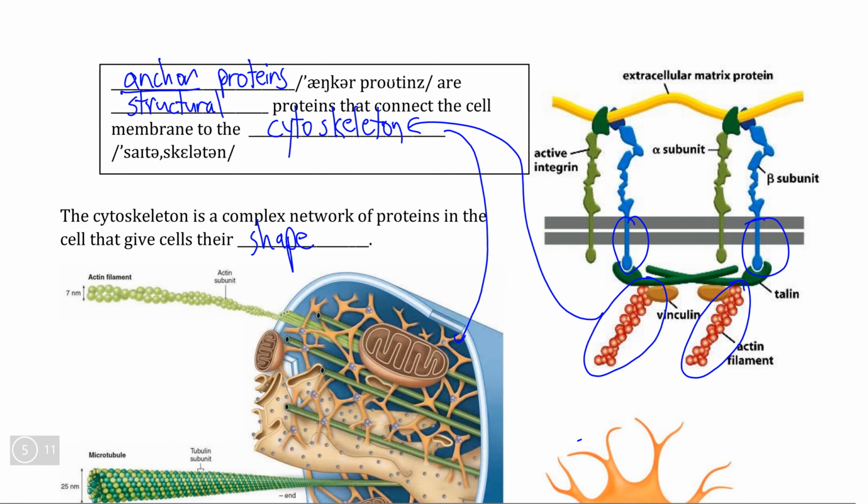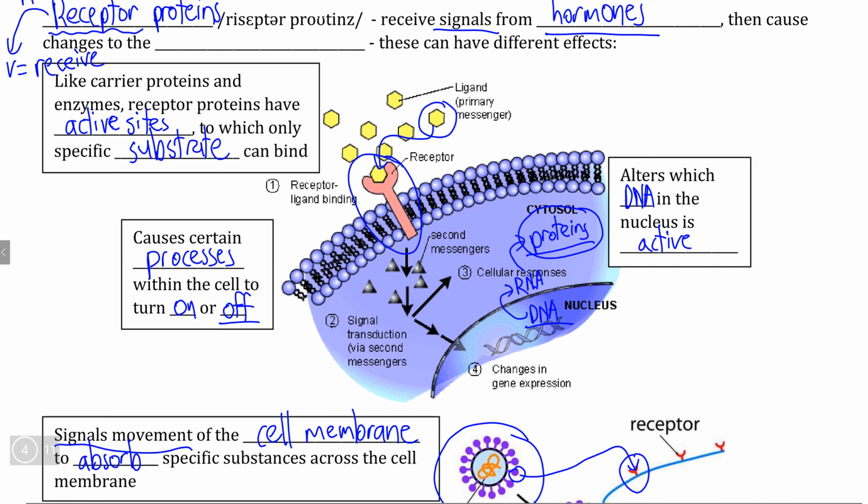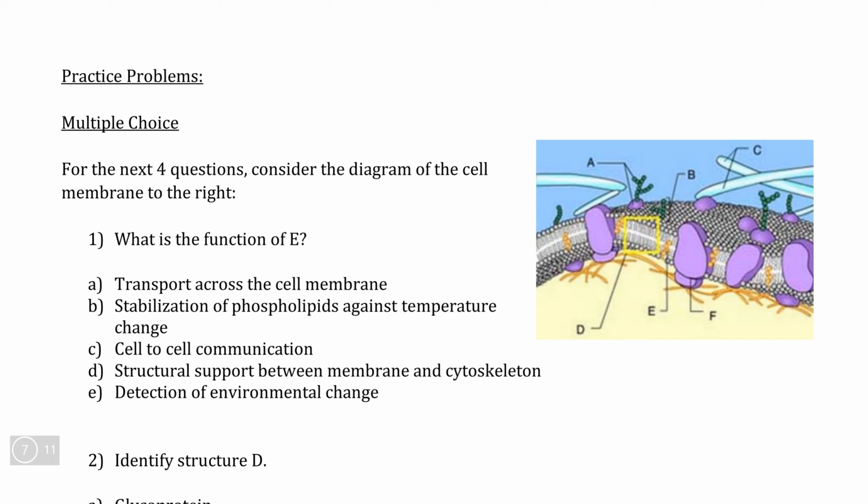Now that you have finished learning about the different functions of cytoskeleton and cell membrane proteins, you can take a look at this first case study here, which looks at aquaporin, which is a transport protein, and answer the questions about it here. Once you're done that, you can take a look at these practice problems here and see if you can identify the different functions of the different protein components within the cell membrane.